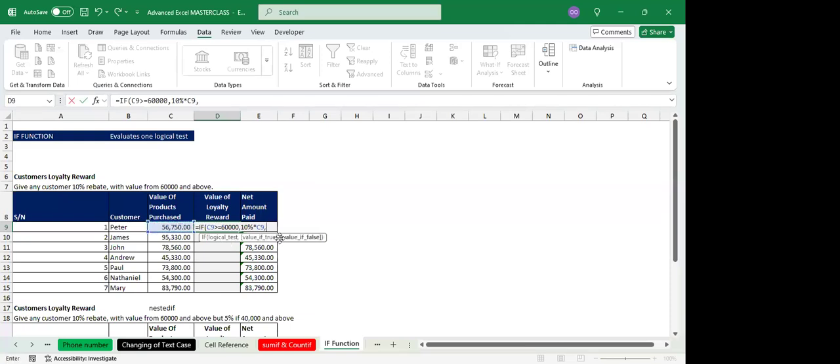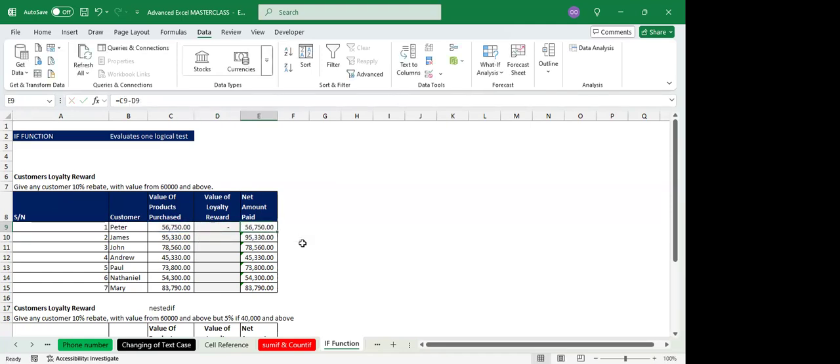Then, comma, you go to the next argument and ask, okay, if he did not buy up to or greater than or equal to 60,000, what will happen? That is the value if false, right? For the value if false, I'm saying give him 0. That is, don't give him anything. And that's the end of the argument, and I'm going to close it.